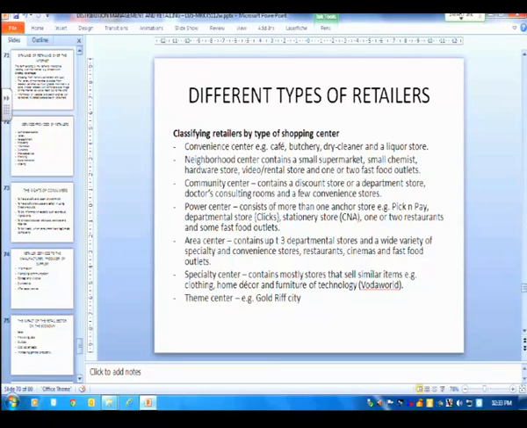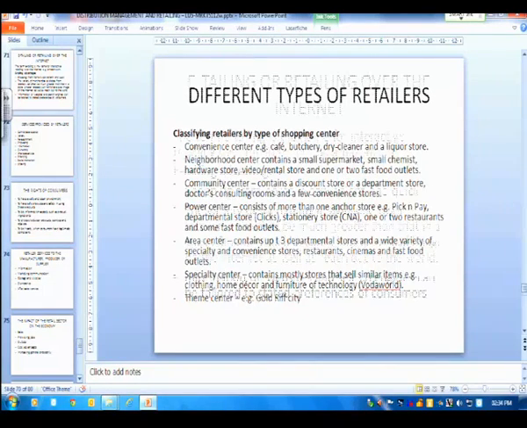Classifying retailers by types of shopping center: convenience center, neighborhood center, community center, power center, area center, specialty center, and theme center.